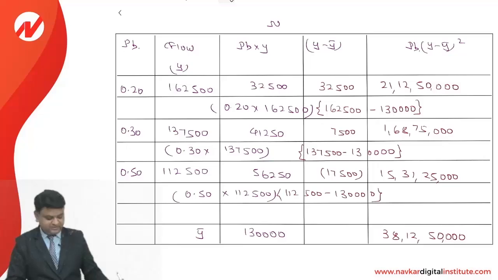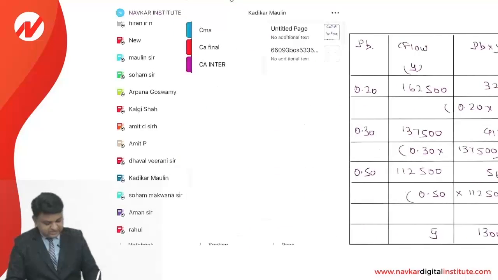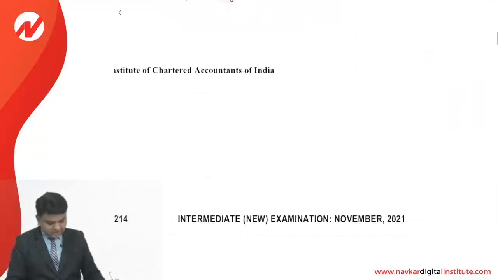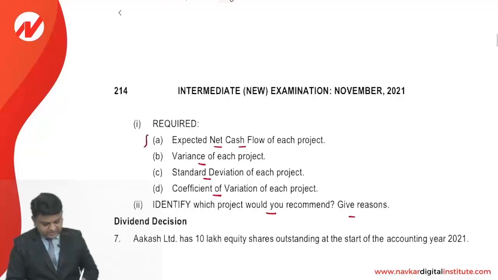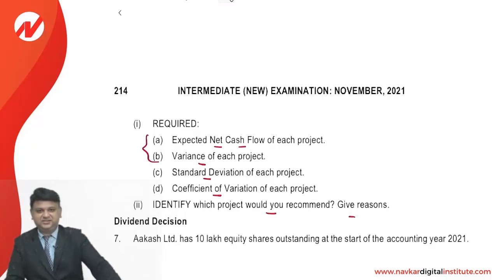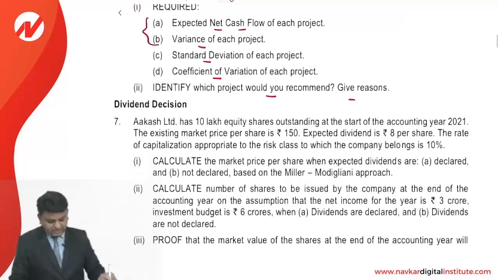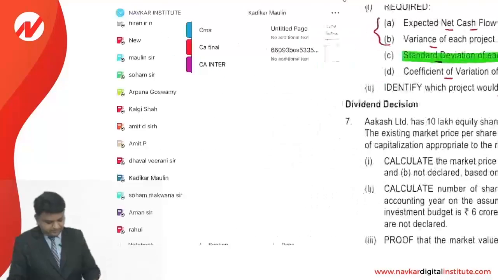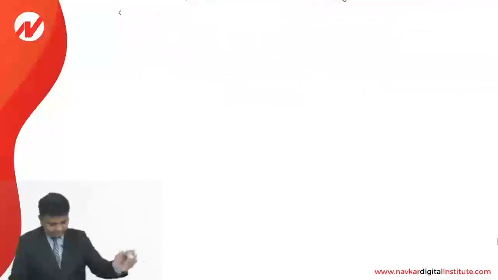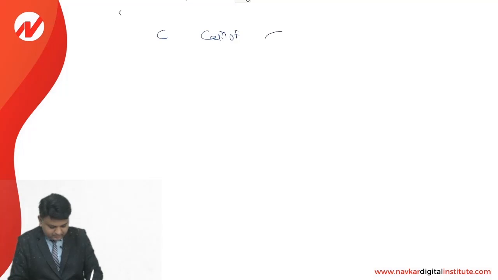the standard deviation. So the answer of the first and the second part of the question has already been done, wherein the expected cash flow and the variance. C part of the question: calculate standard deviation for each project. So write an answer. C part of the question, calculation of standard deviation.